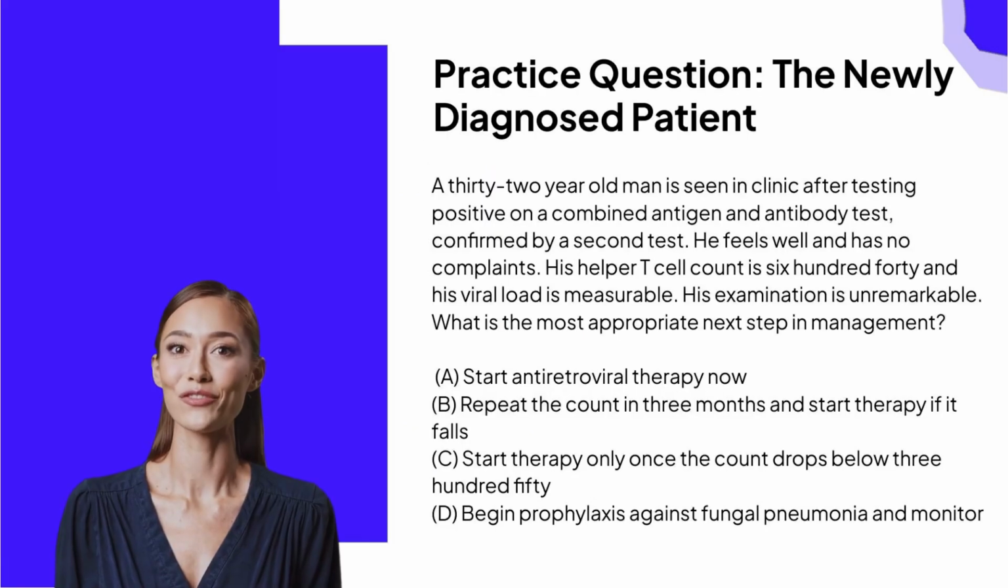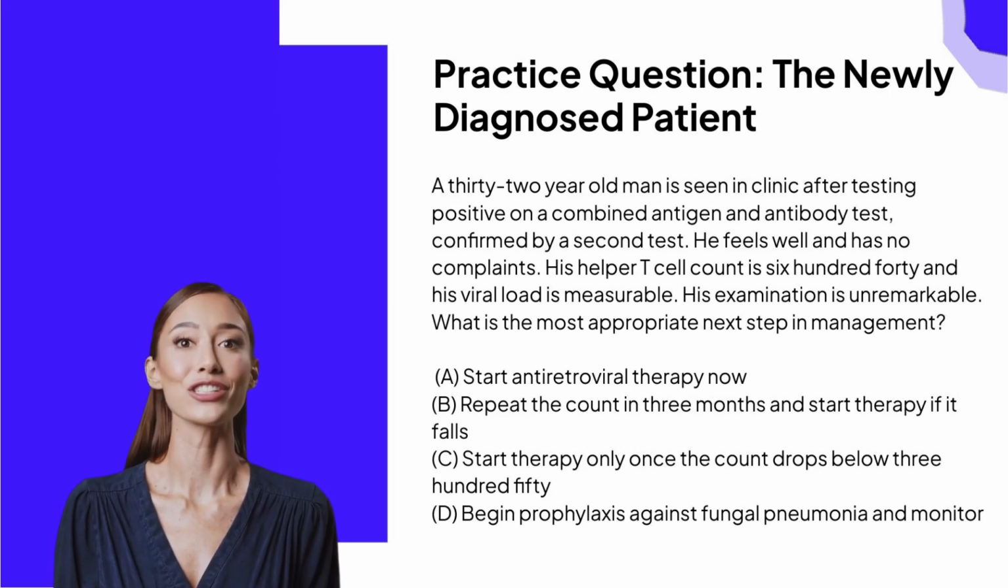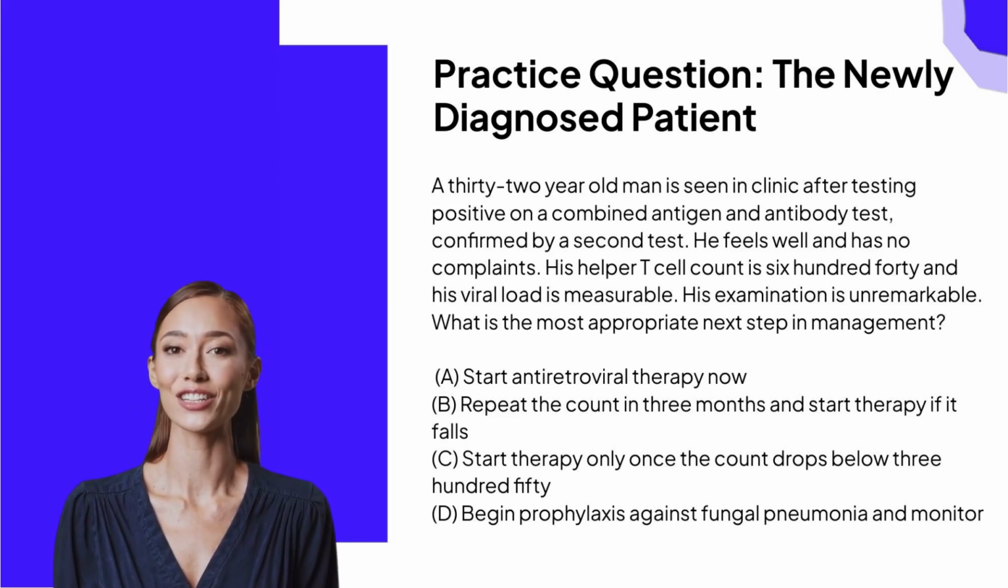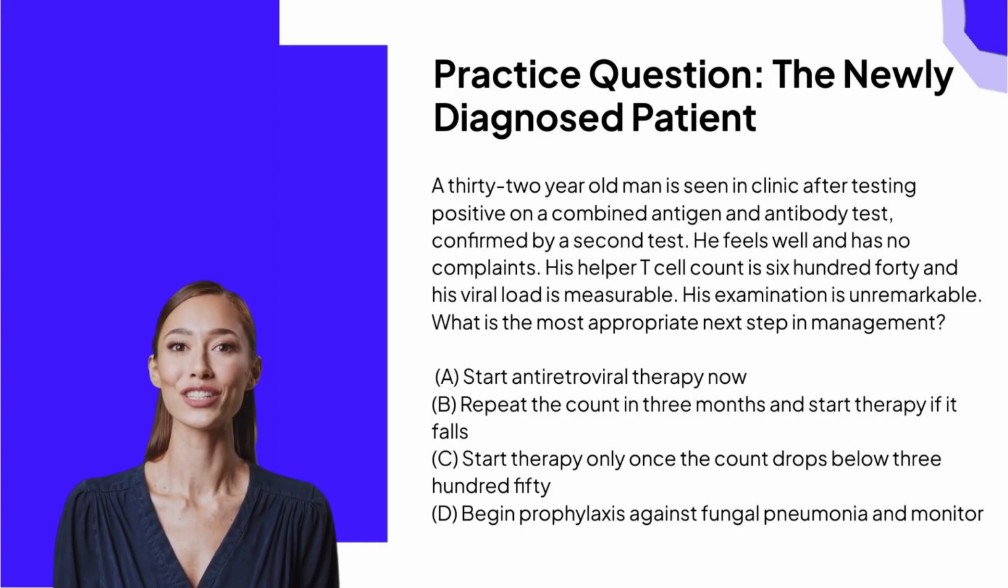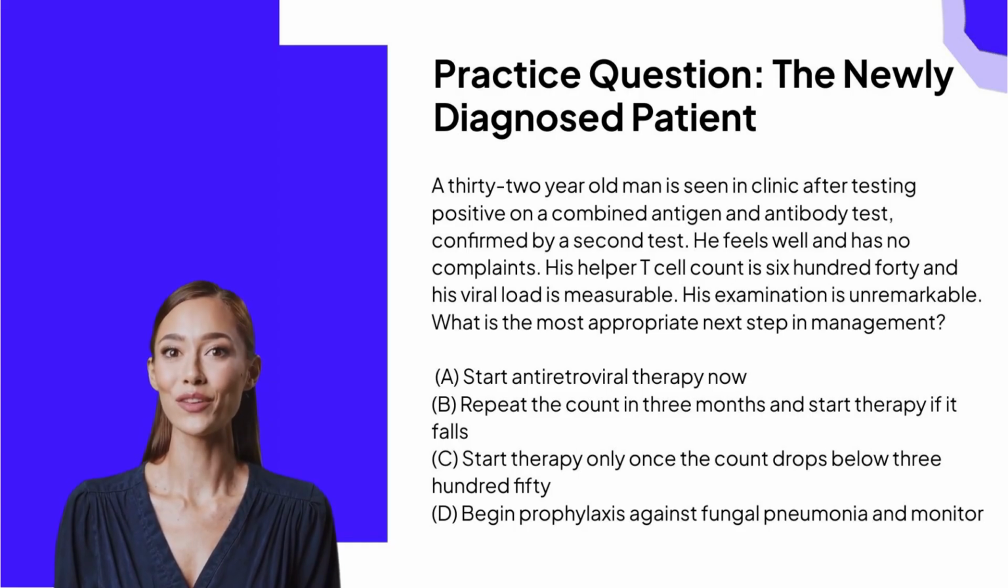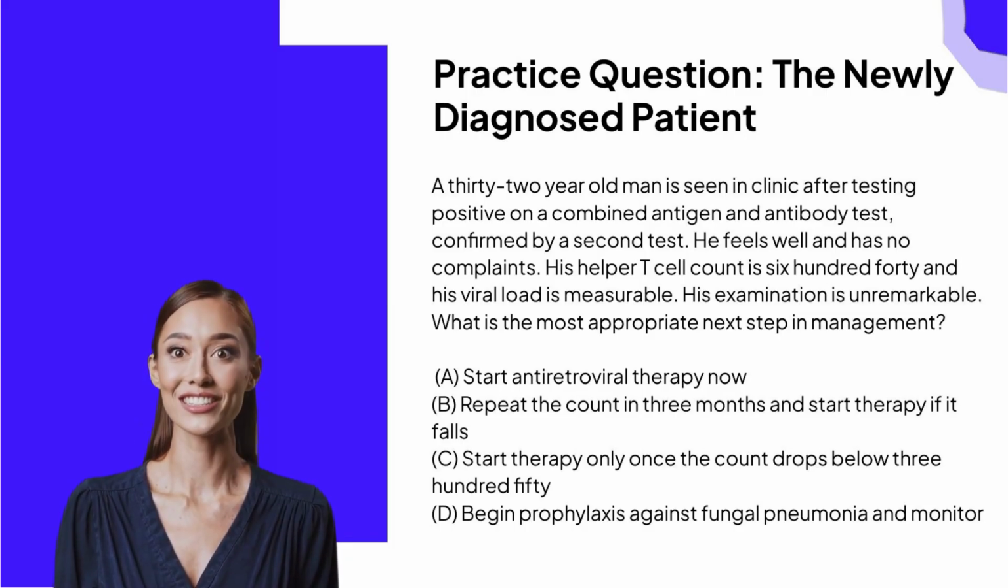Let us work through our first practice question. A 32-year-old man is seen in clinic after testing positive on a combined antigen and antibody test, confirmed by a second test. He feels well and has no complaints. His helper T cell count is 640, a healthy count, and his viral load is measurable. His examination is unremarkable. The question asks for the most appropriate next step.